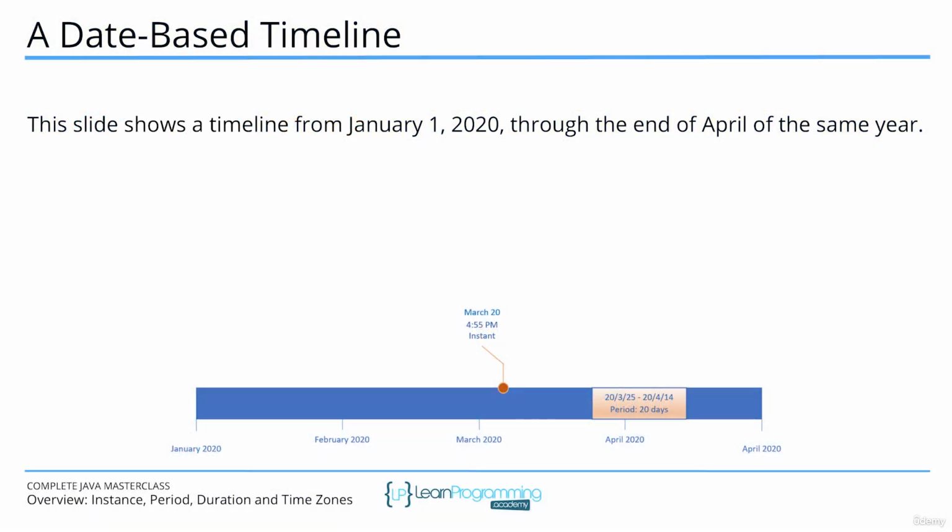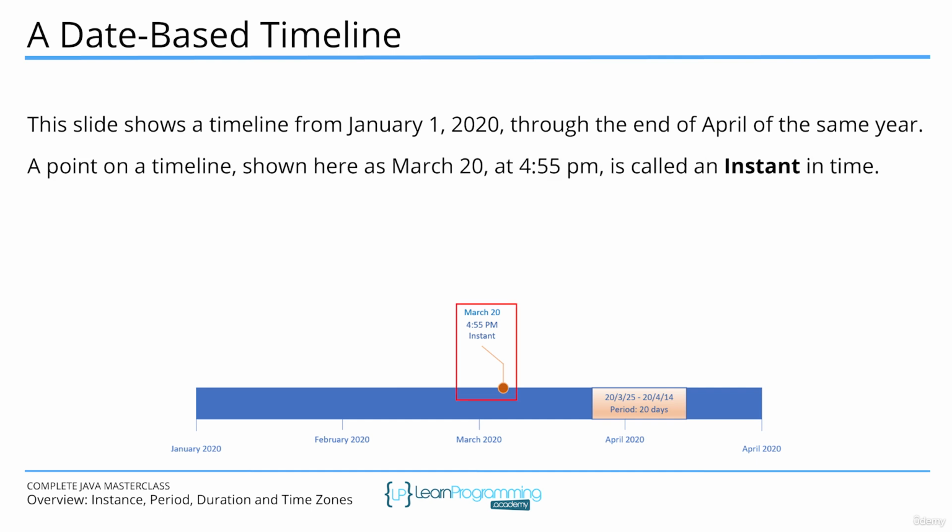This slide shows a timeline from January 1st, 2020 through the end of April of the same year. A point on a timeline, shown here as March 20th at 4:55 p.m., is called an instant in time. You can usually think of an instant as an event. For example, maybe your child was born on this day and at that exact time.